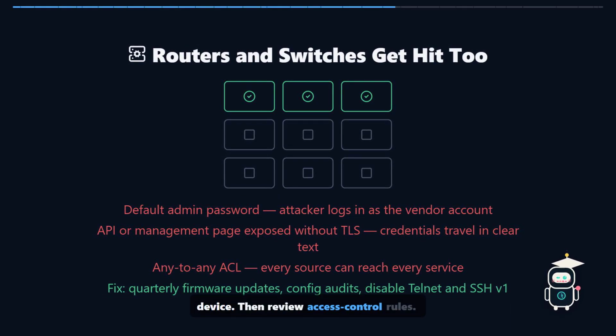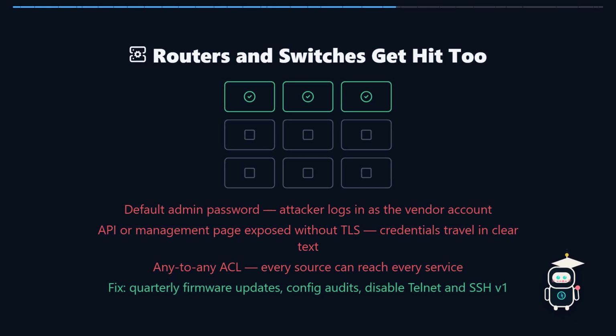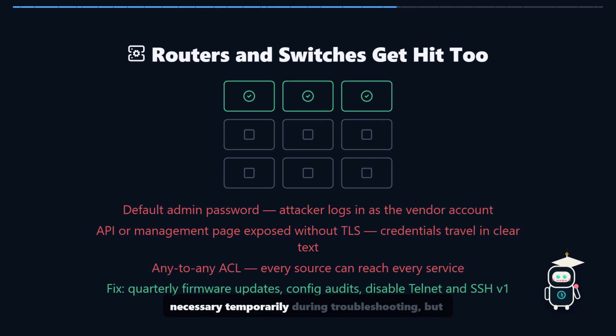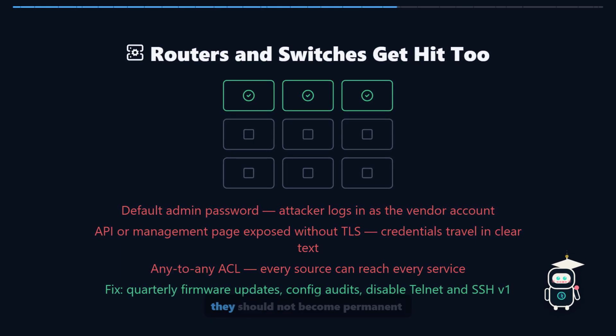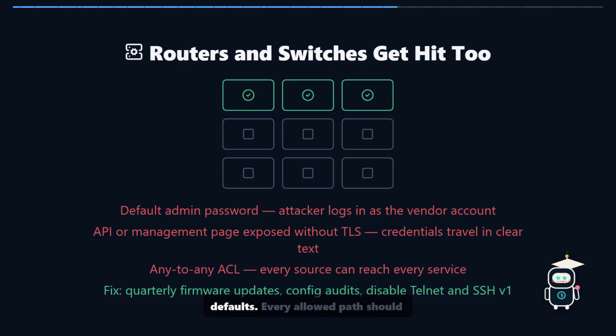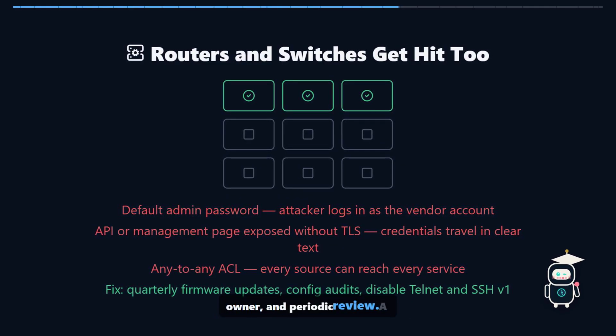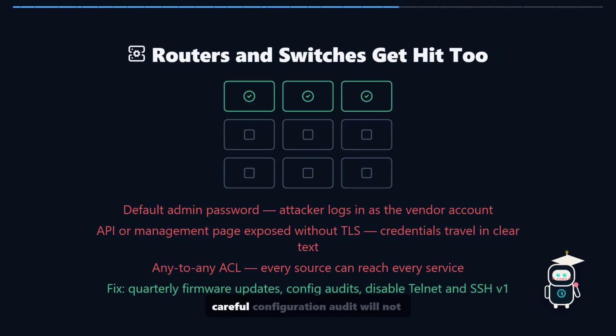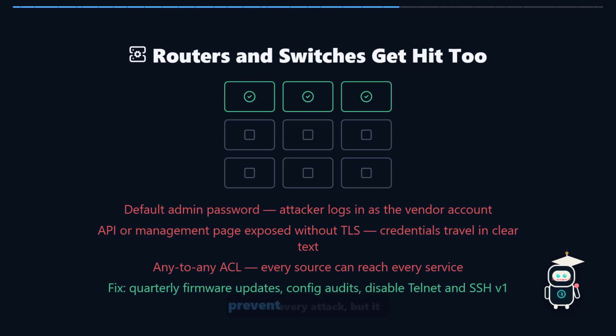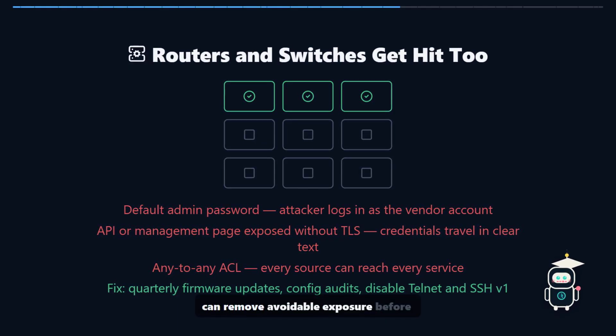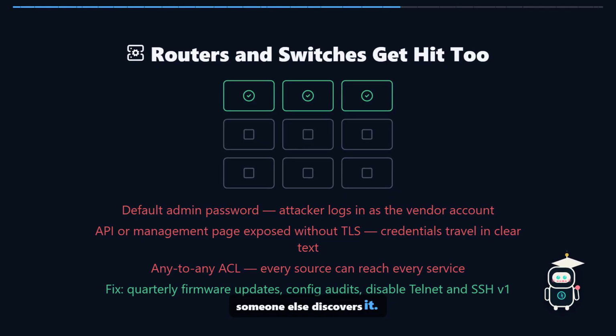Then review access control rules. Broad any-to-any rules may be necessary temporarily during troubleshooting, but they should not become permanent defaults. Every allowed path should have a business purpose, an owner, and periodic review. A careful configuration audit will not prevent every attack, but it can remove avoidable exposure before someone else discovers it.